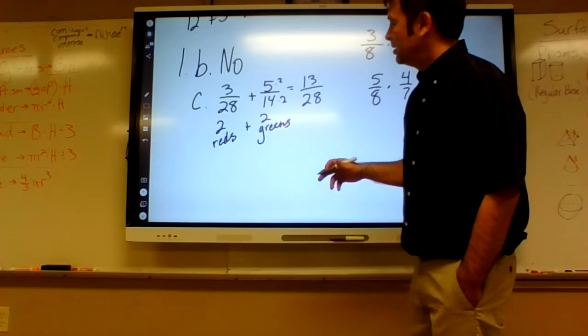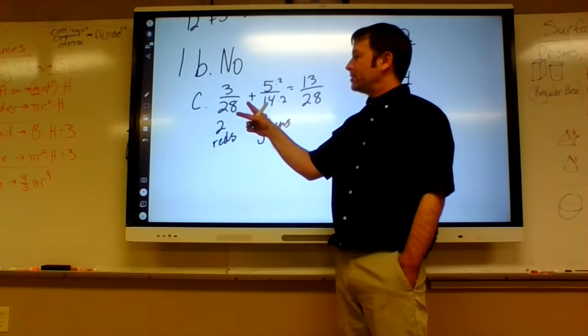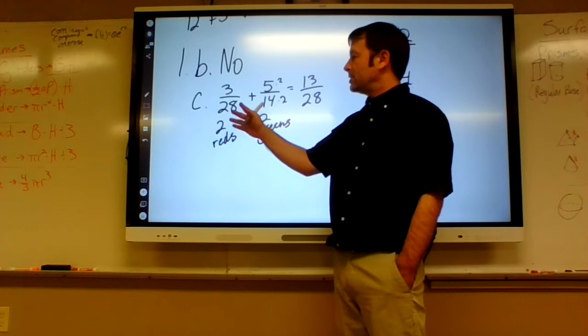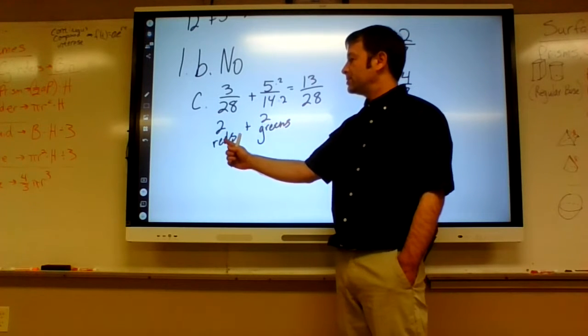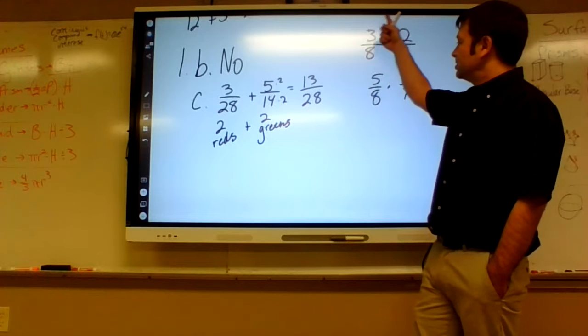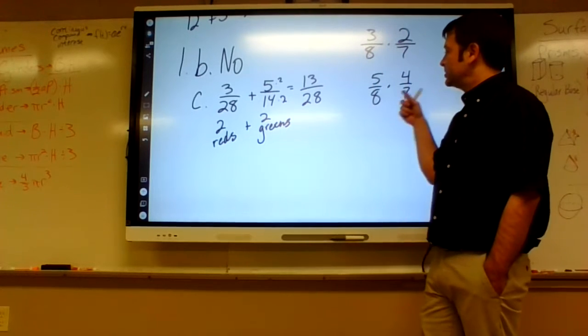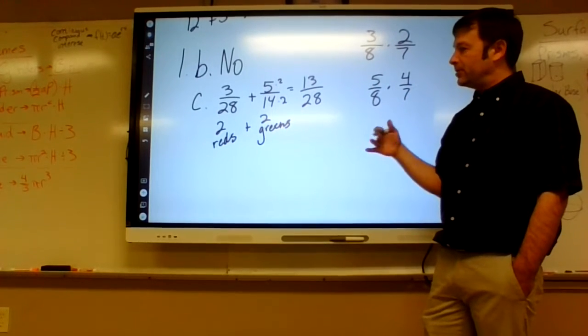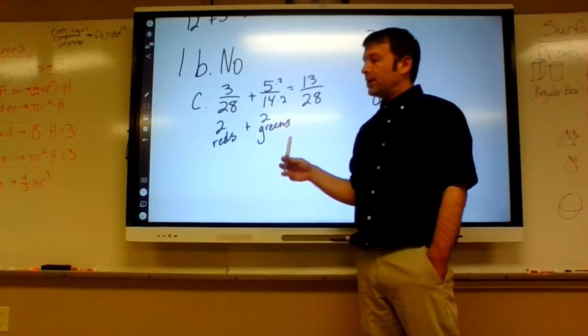Okay, they asked what's the probability that you get 2 balls of the same color. So I did what's the probability of 2 reds happening. That was this. And the probability of 2 greens happening, and the probability that either would happen is you add them together.